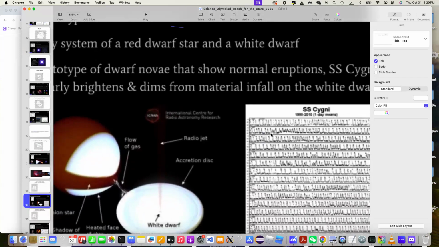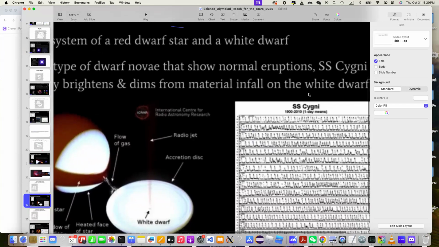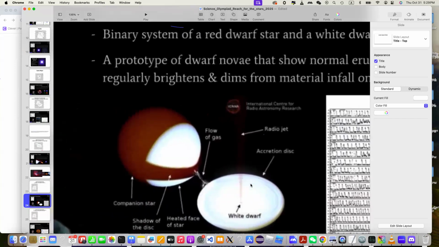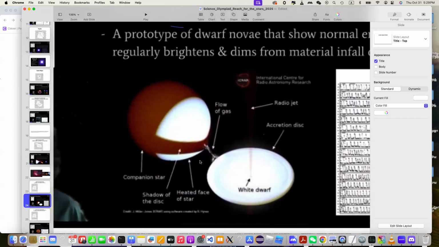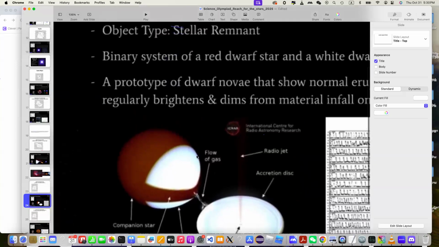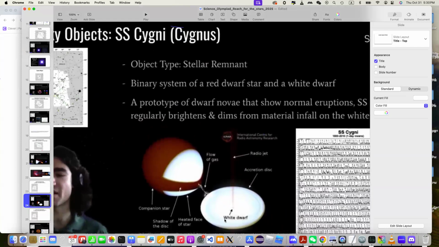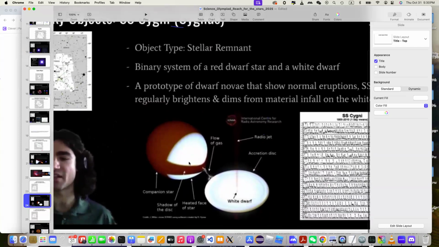The reason for all these flares over here is the material being forced onto the white dwarf. So here is the physical model that is happening. On the right is the white dwarf, and on the left is the companion star. One is a red dwarf, and one is a white dwarf, and the gas is falling from the left to the right. So this is the flow of gas.